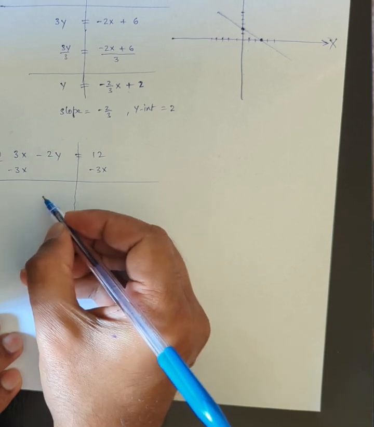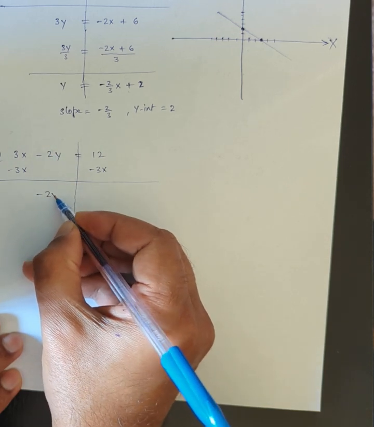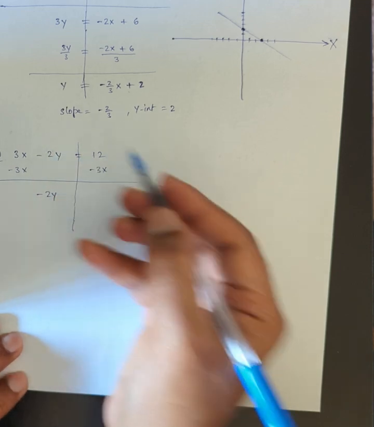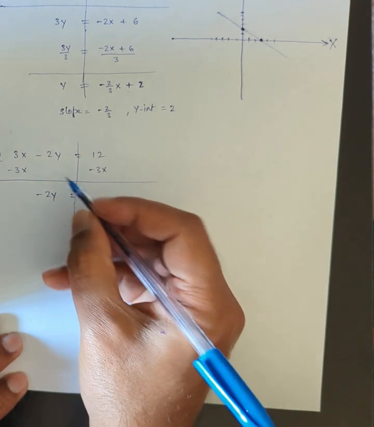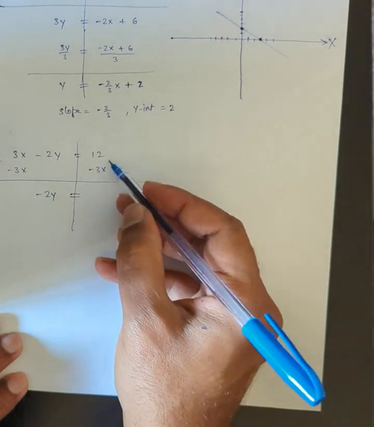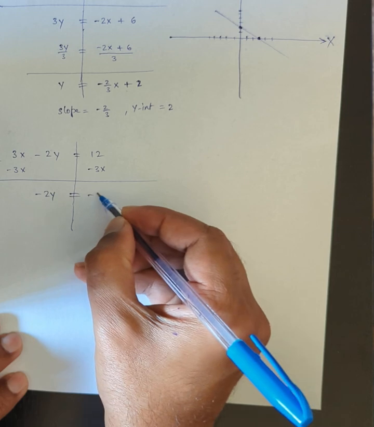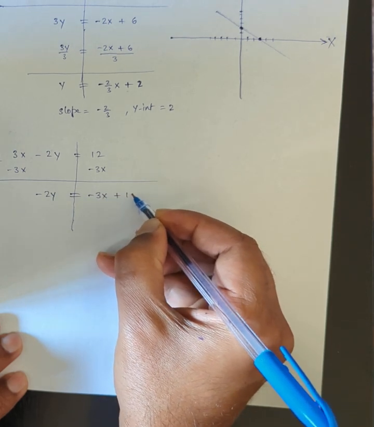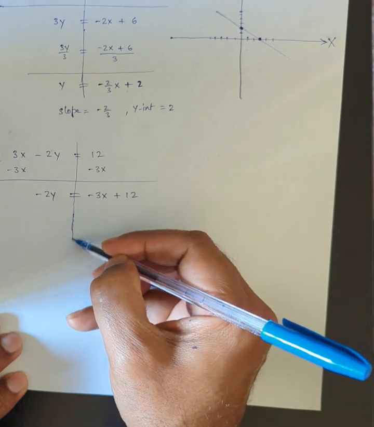And then I'm left with negative 2y. And one common mistake is to ignore the negative there and just say that you have 2y. No, you have negative 2y. And again, just like before, I'm going to write negative 3x plus 12 rather than 12 minus 3x.